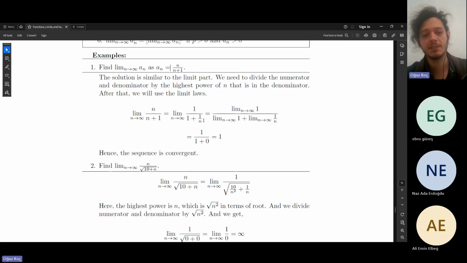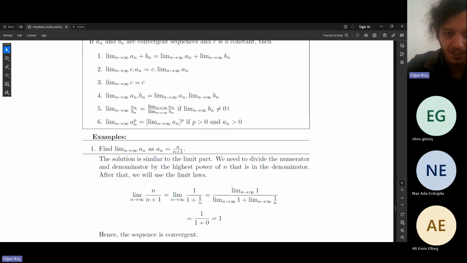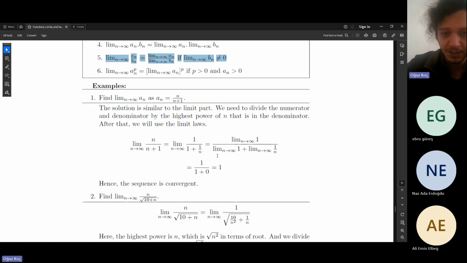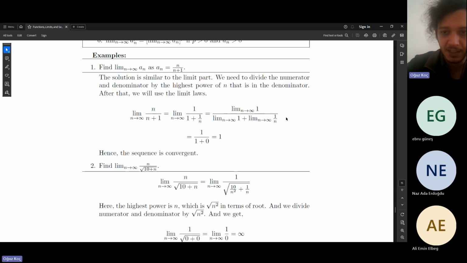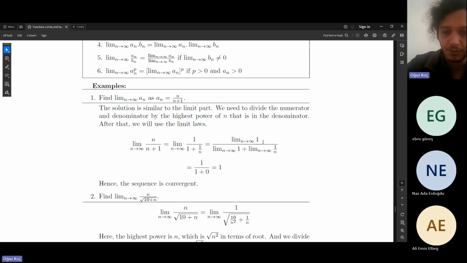As we already know, 1 over n, as n goes to infinity, goes to 0. Therefore, actually we are using the fifth law here. We can partially write the limits, and then when we take the limits, it goes to 0. This is a constant function. It is the third law, and they are equal to itself. And we have the ratio 1 over 1, and it is equal to 1. And we can say that the sequence is convergent. It converges to 1.